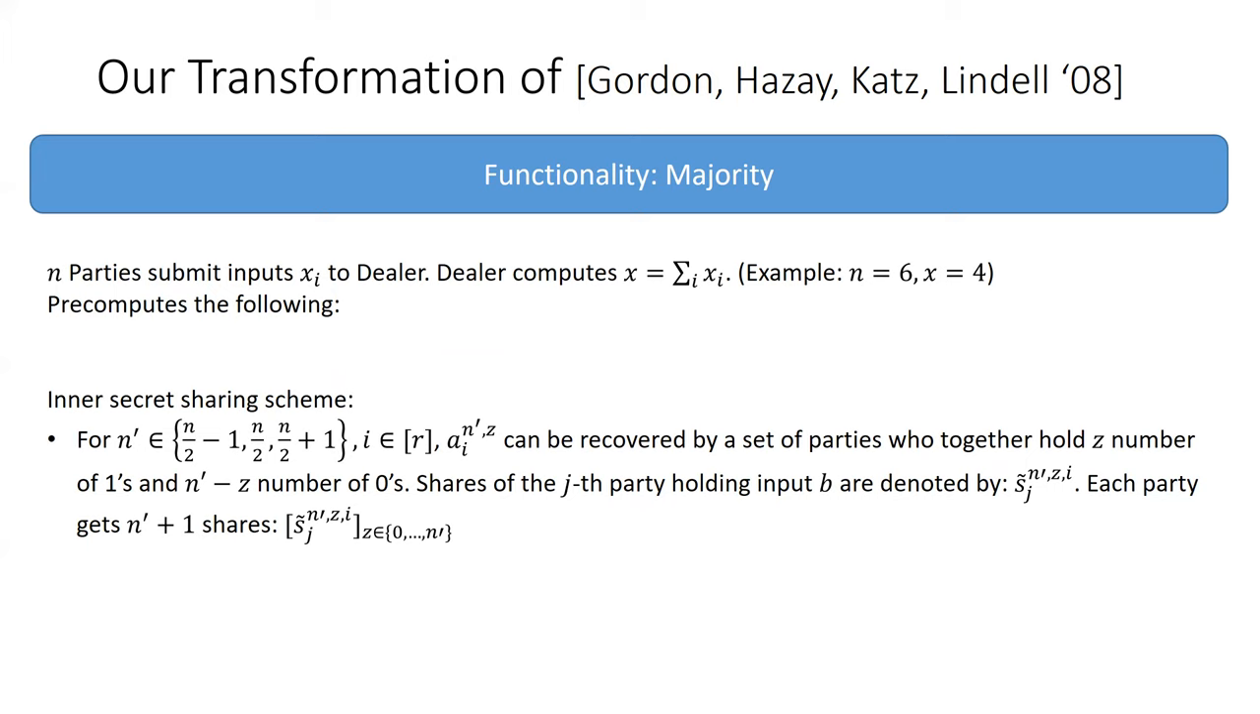Now, similarly to before, we're going to choose a particular inner secret sharing scheme. This inner secret sharing scheme tells us that A_{i,n',z}, this output share, can be recovered by a set of parties of size n prime, who together hold z number of ones and n prime minus z number of zeros. Shares of the jth party holding input b are going to be denoted by s tilde j, n prime, z, i, so its output share depends both on the party's index as well as the input b that it holds, and each party gets n prime plus 1 shares for every n prime.